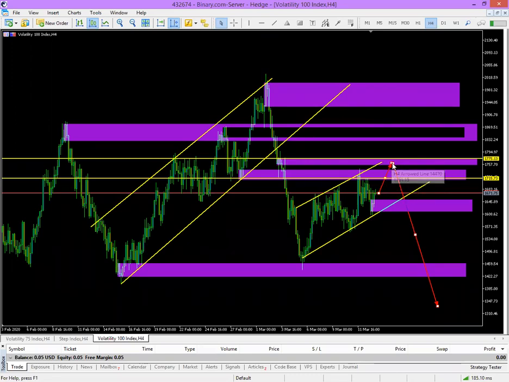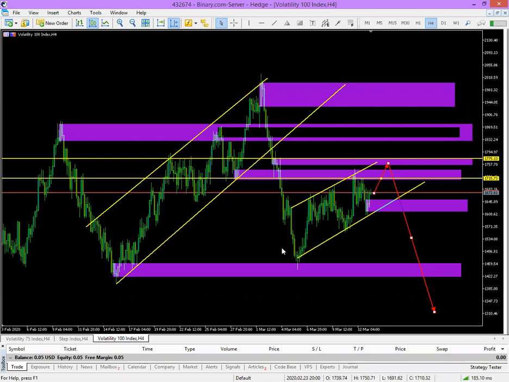So meaning we will risk it all when the market reaches this level, and then we do what? We hold to the downside. So this is a bearish flag pattern.